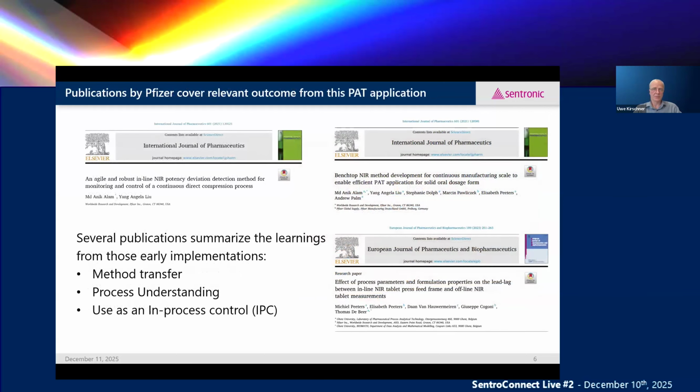And yes, Pfizer kept publishing about that. And I can only recommend to really take a look at various application notes or publications which followed in the years like 2021, 22, 23. They are covering topics like the method transfer between instruments, the capabilities of process understanding from implementing PAT in the feed frame, as well as using it as an in-process control. Not going into details here.